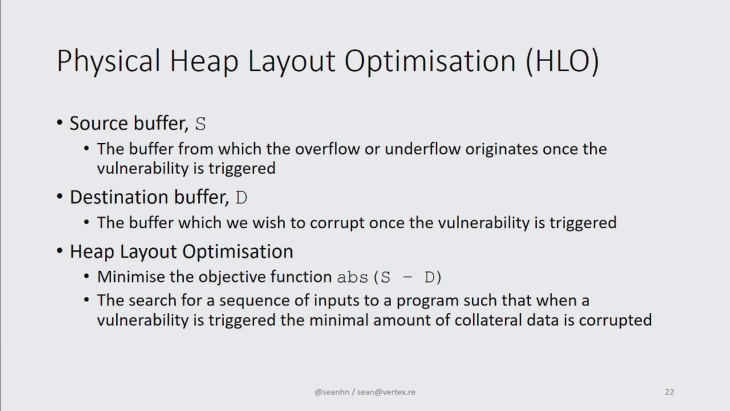All right. So just to formally define what we're going to be doing, we're going to have a source buffer, which is the buffer from which the overflow or underflow is going to flow out of. A destination buffer, which is the thing we want to corrupt. And the heap layout optimization problem is we're trying to minimize this objective function, which is the absolute distance between the source and the destination. Obviously, you could have different objective functions because sometimes the data you're corrupting is okay, and sometimes it's not. Say if you're flowing into an unmapped page, that's obviously worse than if you're flowing just over application data.